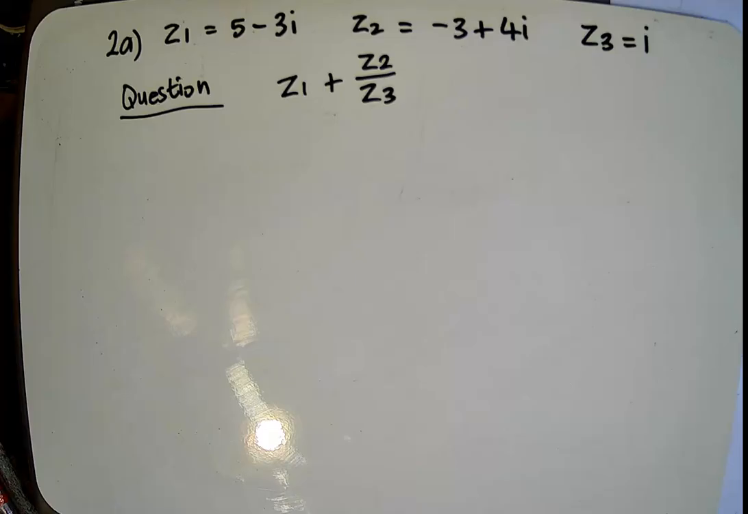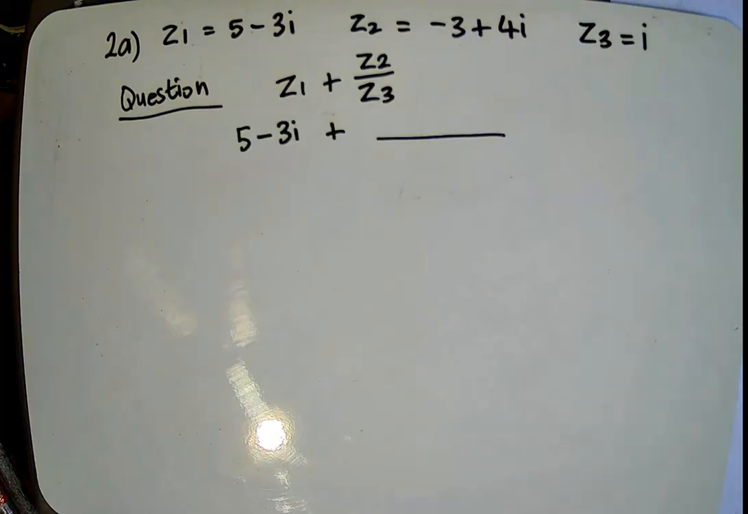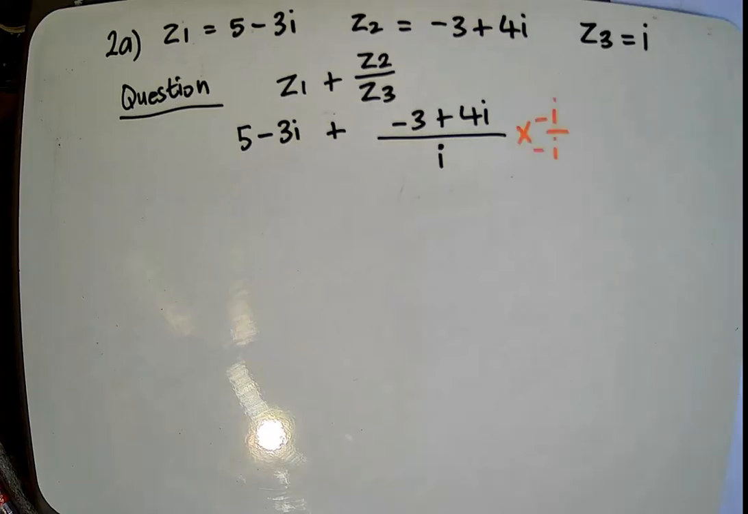Second step is to substitute. And then we are multiplying by minus i over minus i, the conjugate. Then the next step would be to distribute it to the numerator, the minus i to the minus 3 and to the plus 4i, and then multiply the denominators. That would be the first thing to do.